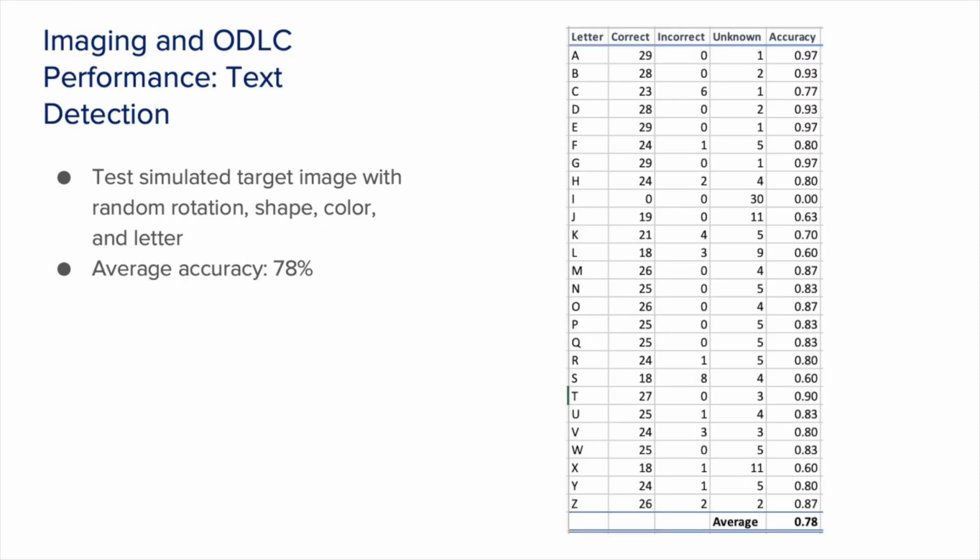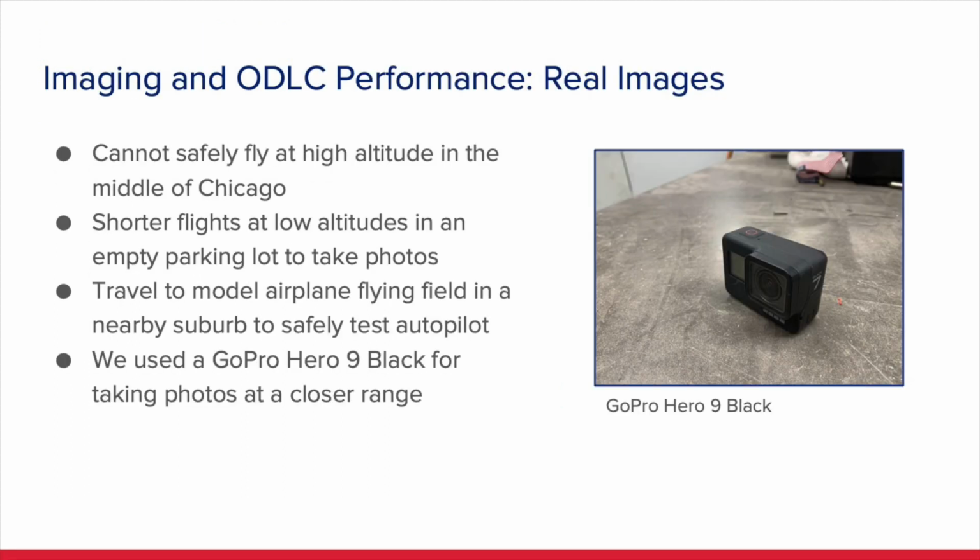We also performed tests on the text detection algorithm to see how accurate it was. We generated many combinations of targets with different rotations, shapes, colors, and letters. As you can see, there are some letters that are more accurately detected than others. Overall, the average accuracy for the text detection was 78%. A lot of the work was done in simulations, since we are in the middle of a city and pretty close to an airport, so we cannot safely fly our large drone autonomously.